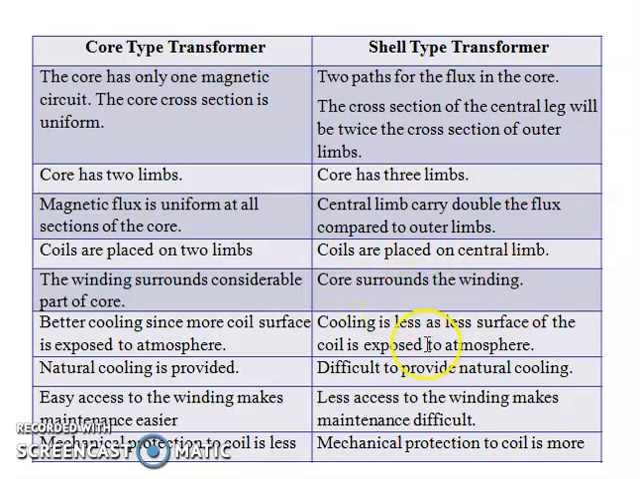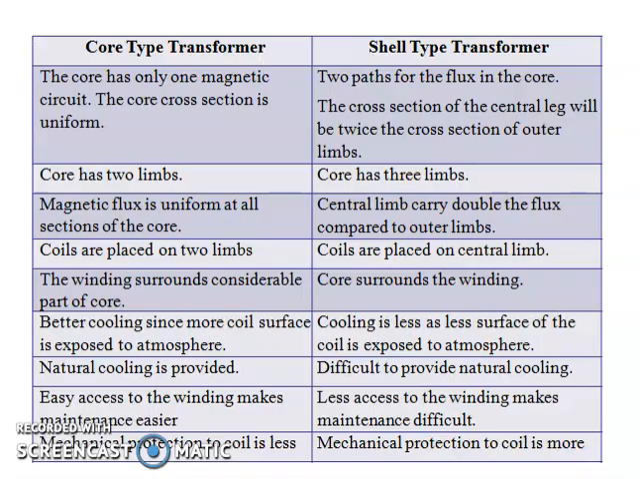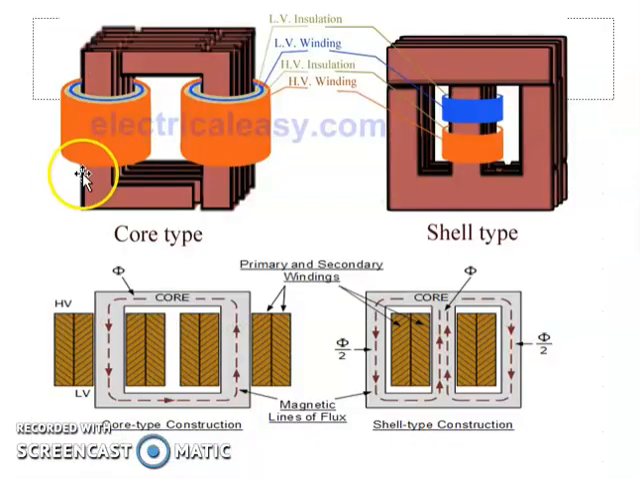The core surrounds the winding. Cooling is less because the coil is inside on the central limb. It is difficult to provide natural cooling as in core type. Less access to the winding makes maintenance difficult. In the core type, if anything happens to the windings, they can be easily repaired, so maintenance is very easy. Here maintenance becomes very difficult as the coils are inside.